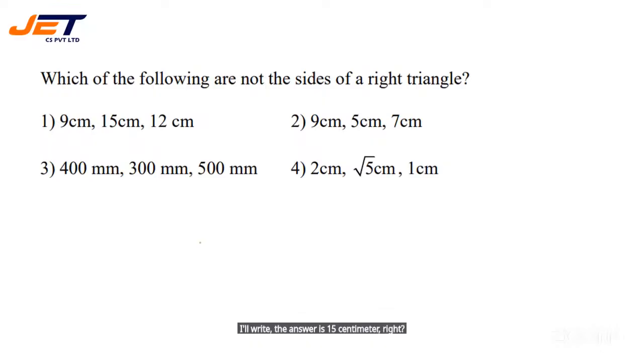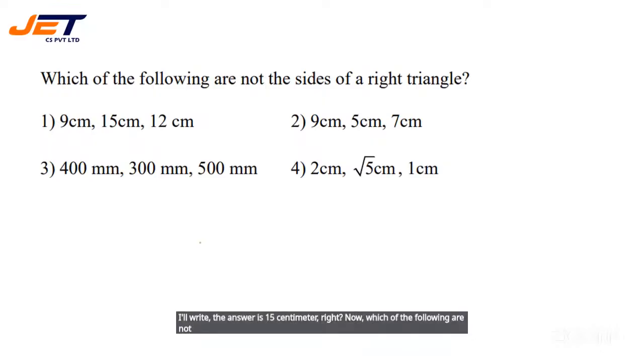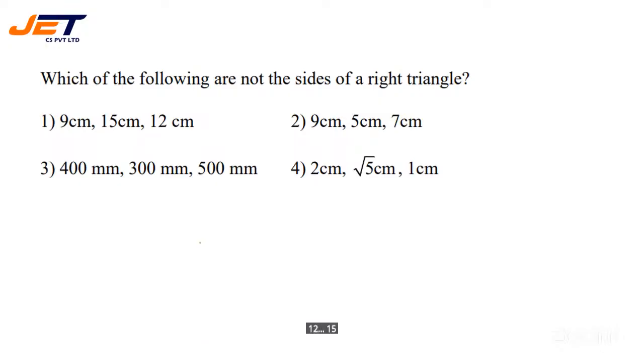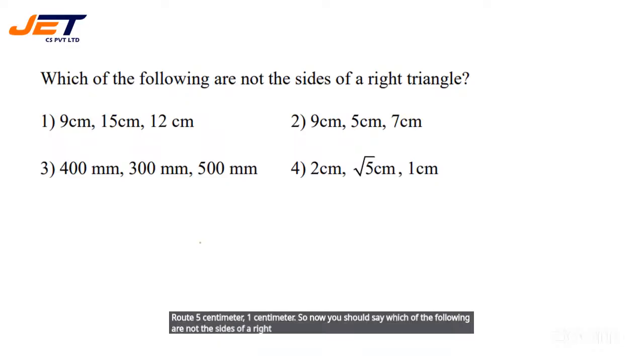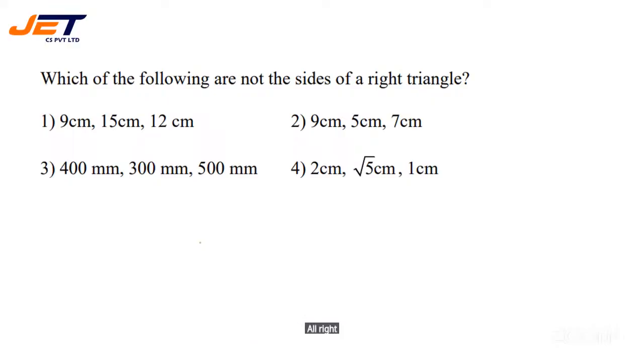Right. Now, which of the following are not the sides of a right triangle? Is it 9 centimeter, 15 centimeter, 12 centimeter? The second one is 9 centimeter, 5 centimeter, 7 centimeter. The third one is 400 millimeter, 300 millimeter, 500 millimeter. The fourth one is 2 centimeter, root 5 centimeter, 1 centimeter. So now you should say which of the following are not the sides of a right triangle.